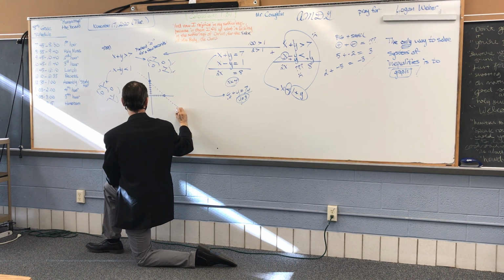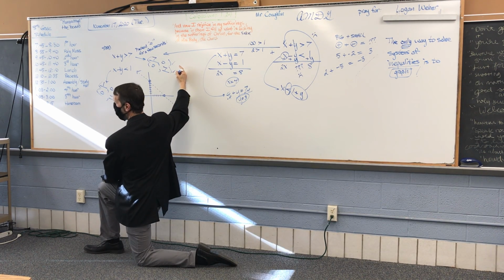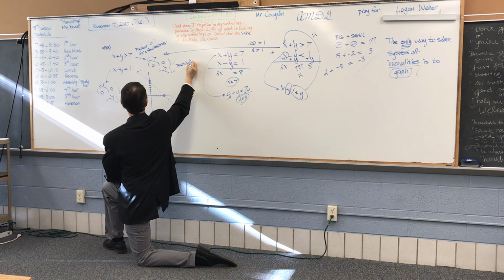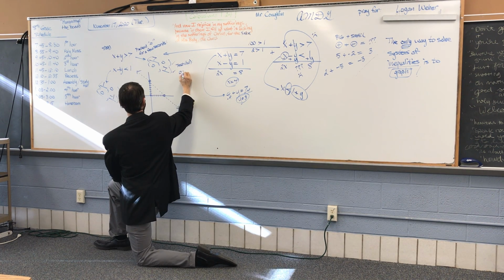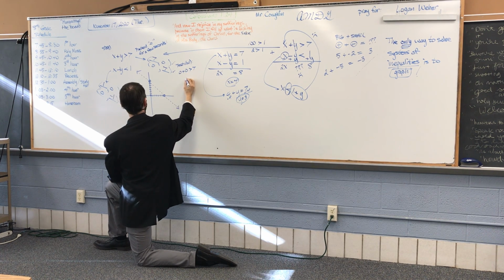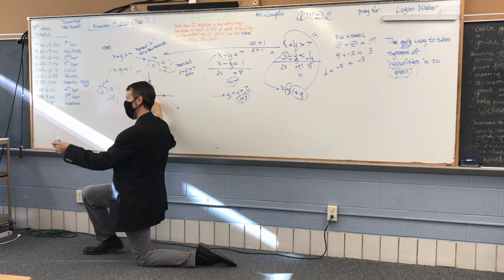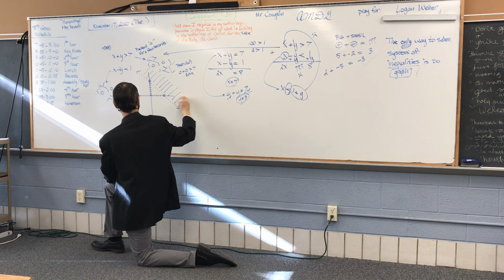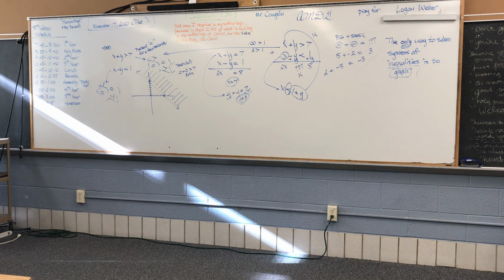And there's one thing left to do: shade. How do you tell which way to shade? Test a point. Let's test (0, 0), sounds good. Put a little X on the test point. Plug it in. 0 plus 0 is greater than 7. What do you think? True or false? That's false. This test point came up false. Which way are you going to shade? Away. So I'd like you to shade up and to the right. But wait, there's more. Go ahead and finish that up first.